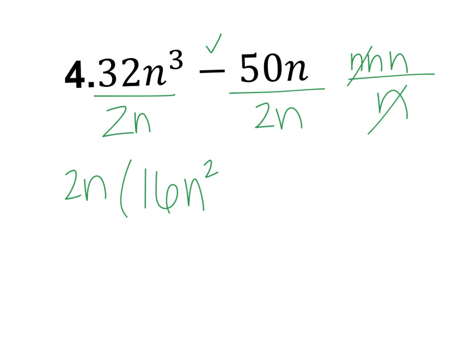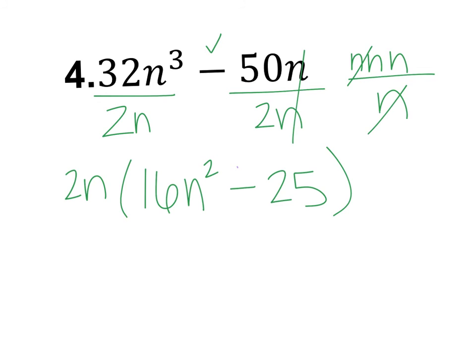All right, what about the next part? 50 divided by 2 is? Good, 25. And my n's would cancel out, right? So I'm left with 16n squared minus 25. I'll never remember how to do that. You will. You just have to think about a GCF. All right.